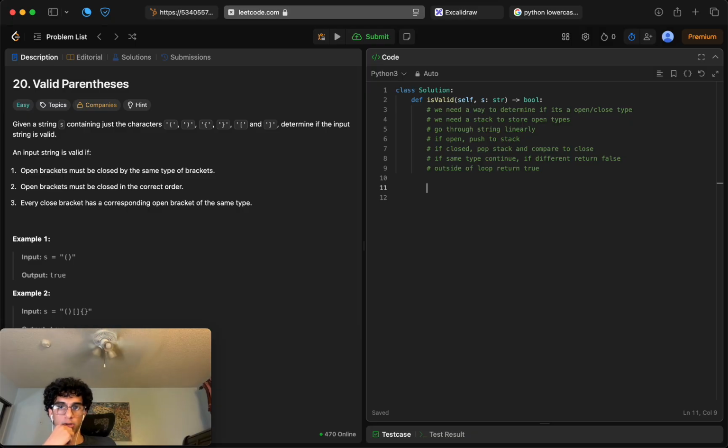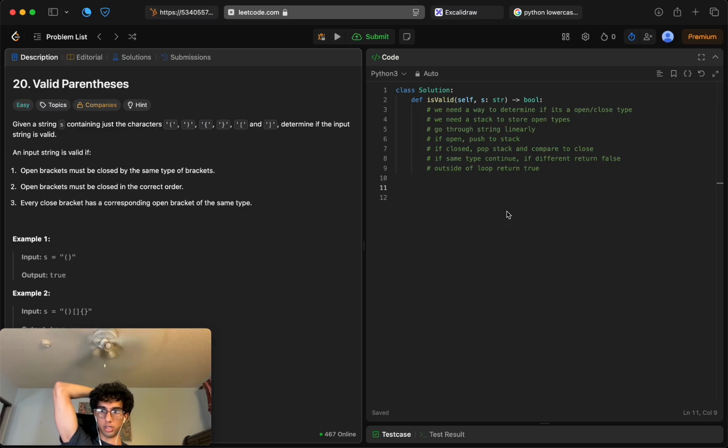Need a way to determine if it's an open or closed type. We can use a hash map for this, because we just check, right? The hash map would only have three values, either all open types or all closed types. And when we get to something, say this, we check, is it in the hash map? Say the hash map consists of all open types. So, oh okay, it is an open type. Let's put it in and check.